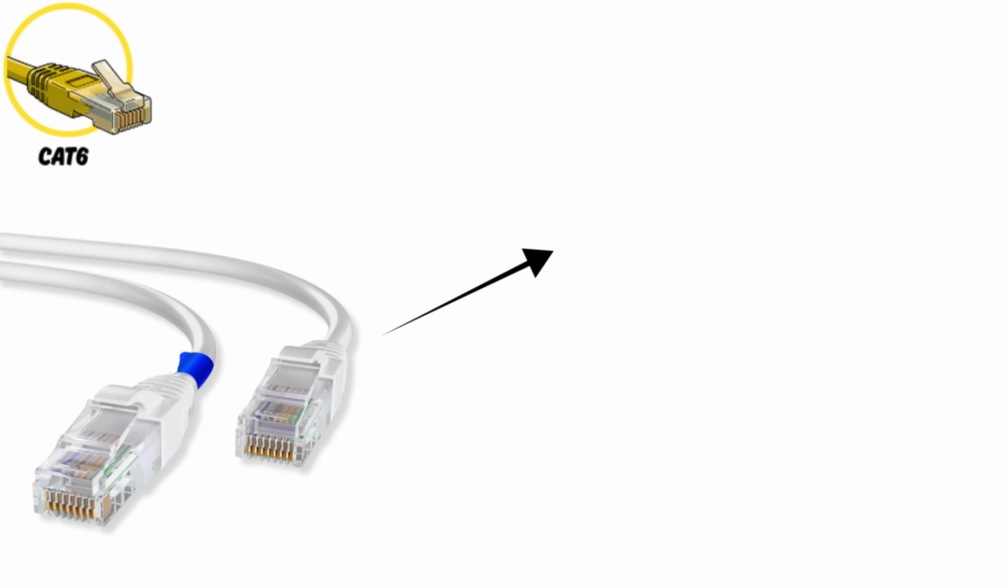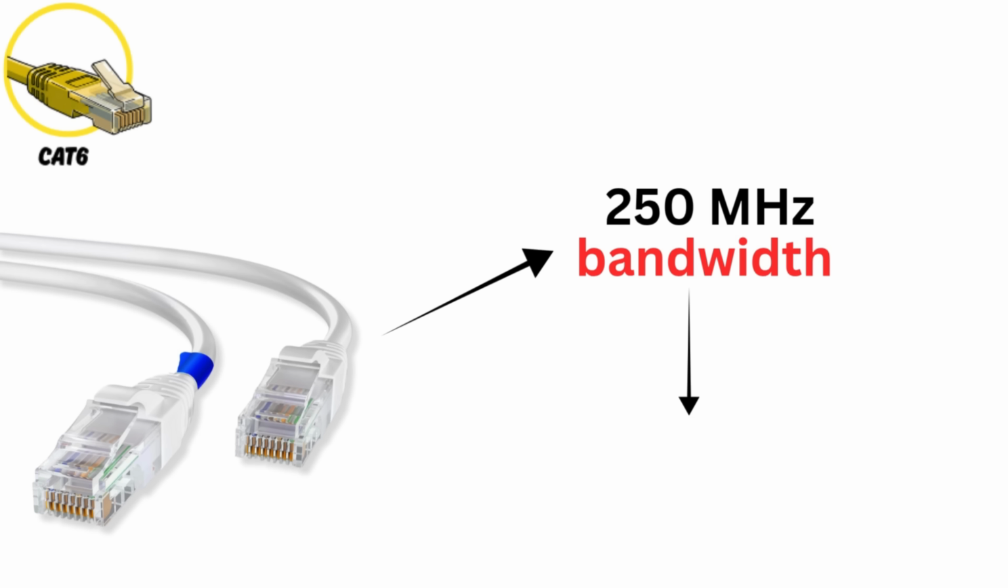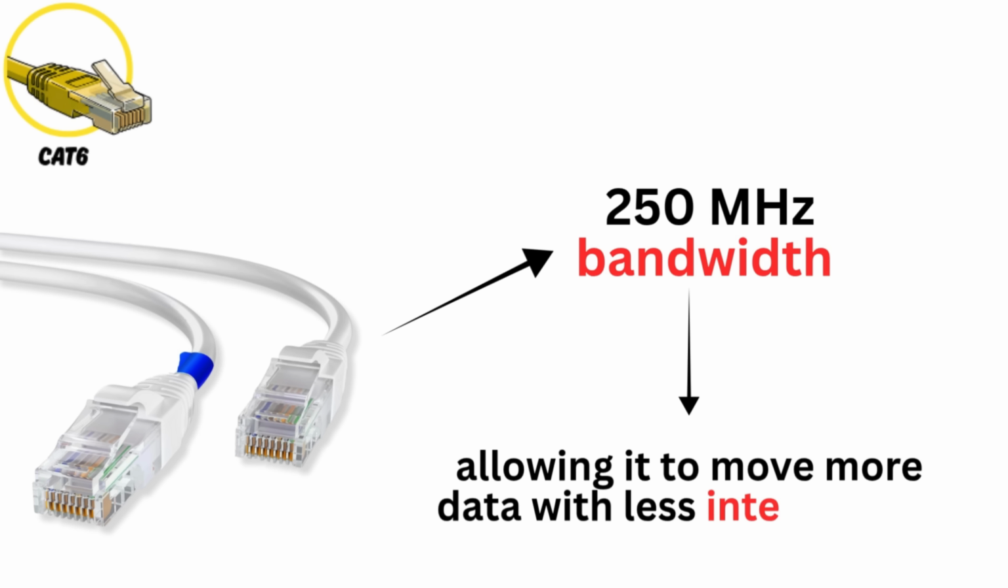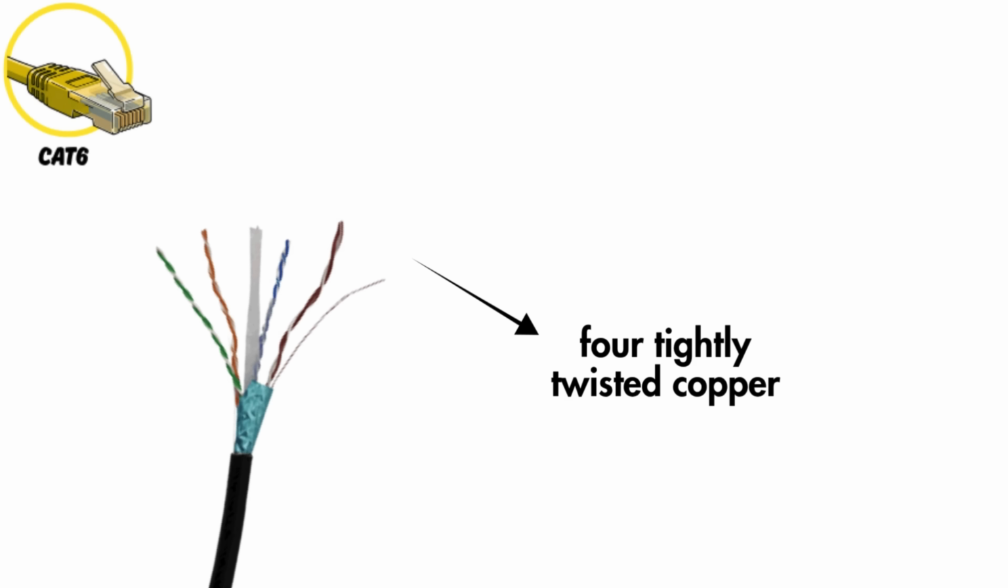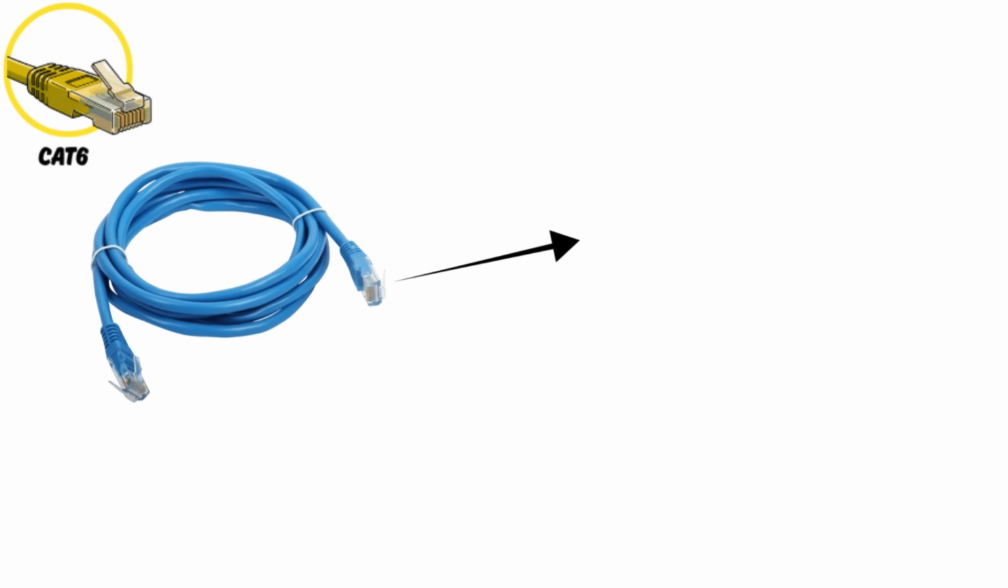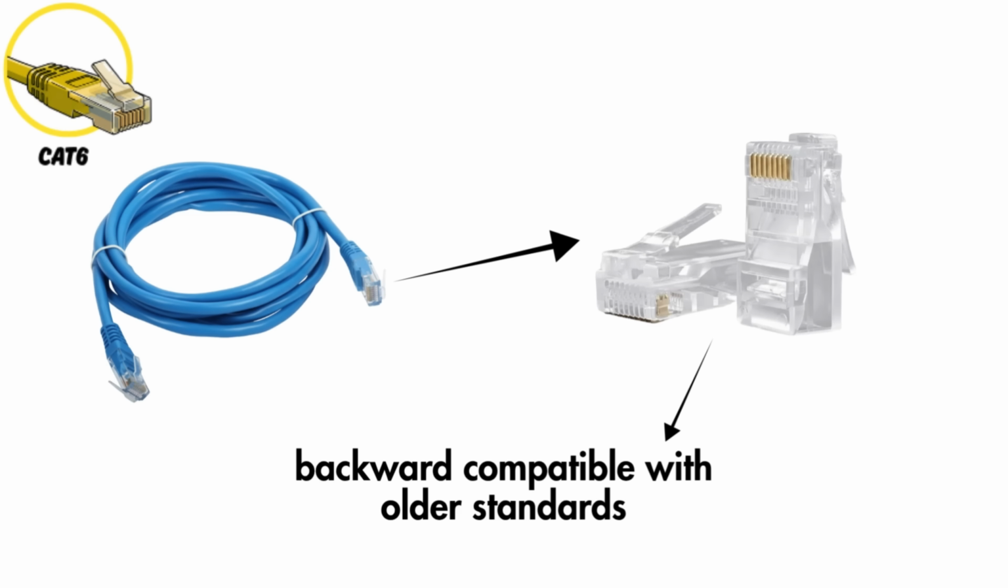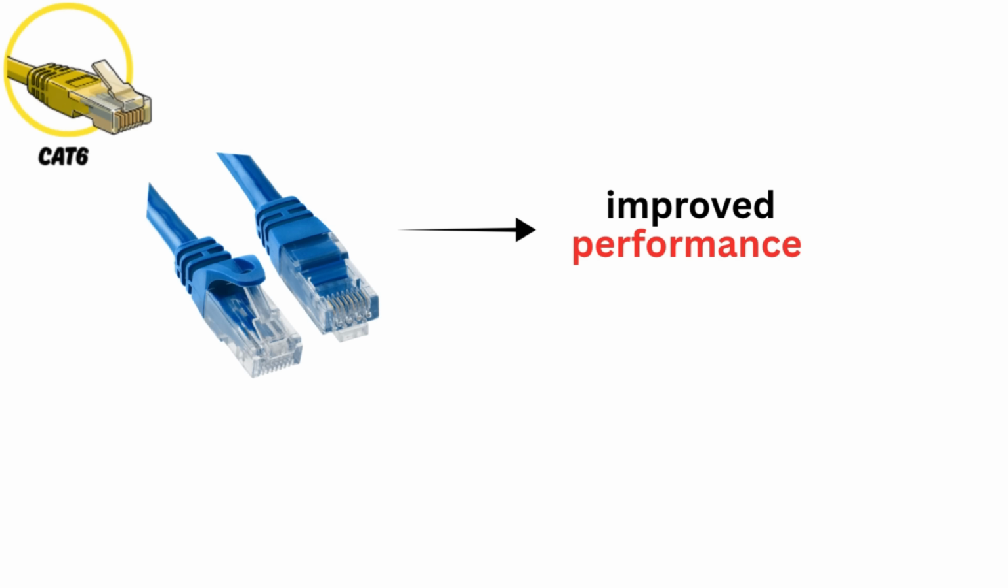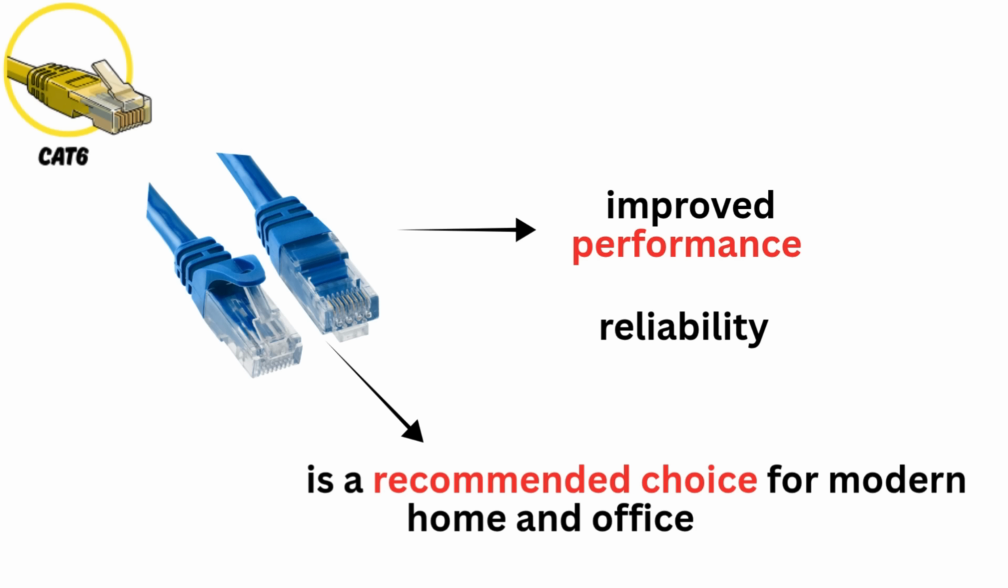It operates at a higher 250 megahertz bandwidth, allowing it to move more data with less interference. Cat 6 cables use four tightly twisted copper pairs and often include a plastic divider to reduce crosstalk and signal noise, giving them better stability. They use the same RJ45 connector and are backward compatible with older standards, making upgrades easy. Because of its improved performance and reliability, Cat 6 is a recommended choice for modern home and office networks.